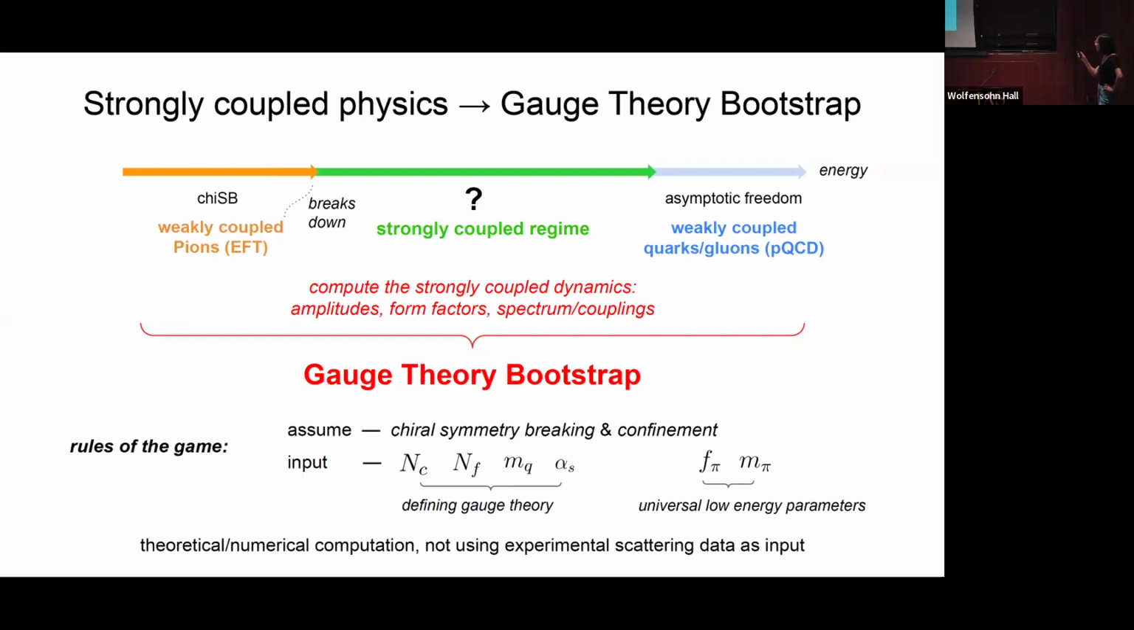And we're going to use as input the defining parameters of the gauge theory, and for the moment, two additional universal low energy parameters, the mass of the pion and f pi. It will be important for the future to see if we can also compute these last two parameters from the gauge theory parameters, but for the moment, we're going to use this input. And it's worth clarifying that this is a theoretical and numerical computation in the sense that we're not using any experimental scattering data as input.